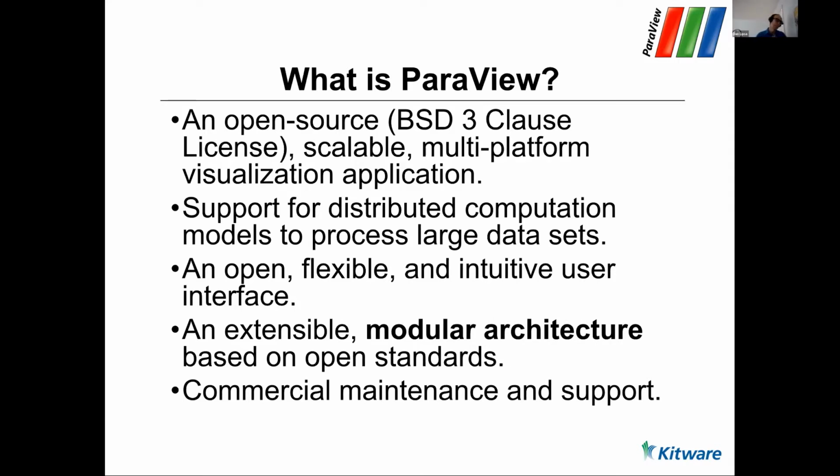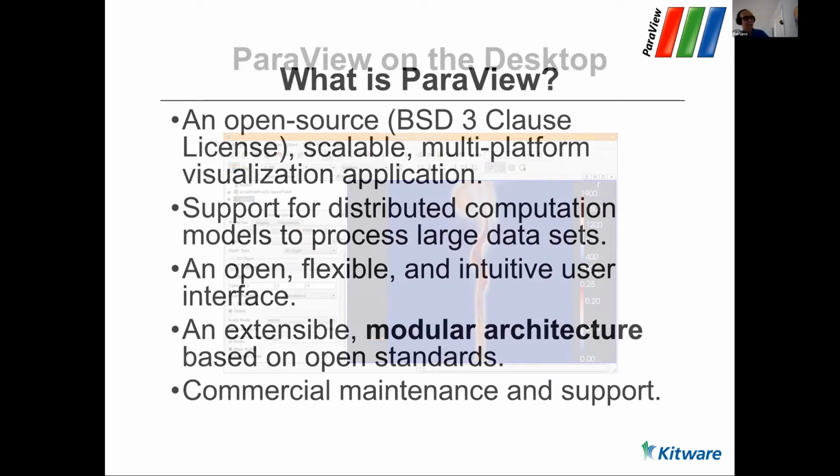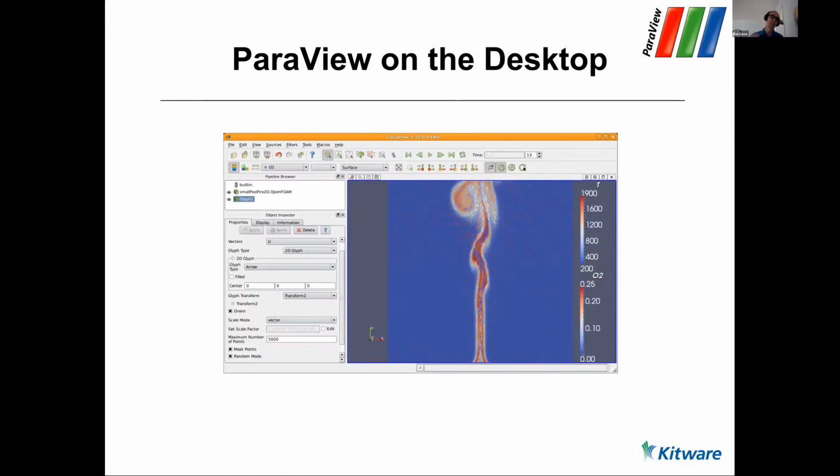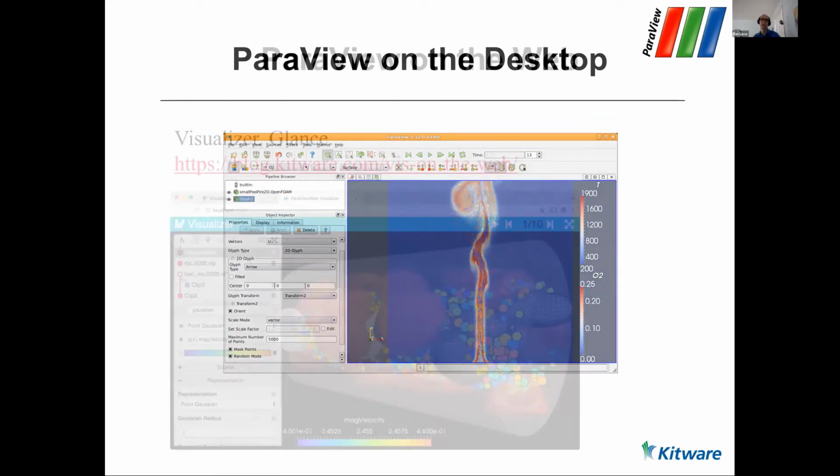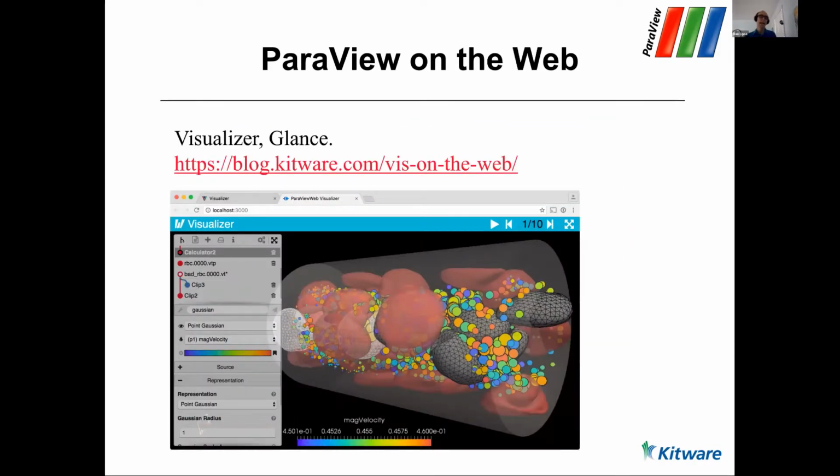ParaView is actually a group of libraries and a series of applications. You can run ParaView on the desktop. That's the application we're gonna use today. But you can also run it on the web. So you have a server running, let's say on a remote server, and you see the results and you interact with ParaView using a web browser. So you have the same interface, or a close interface, to what you have on the desktop, running inside the web browser.